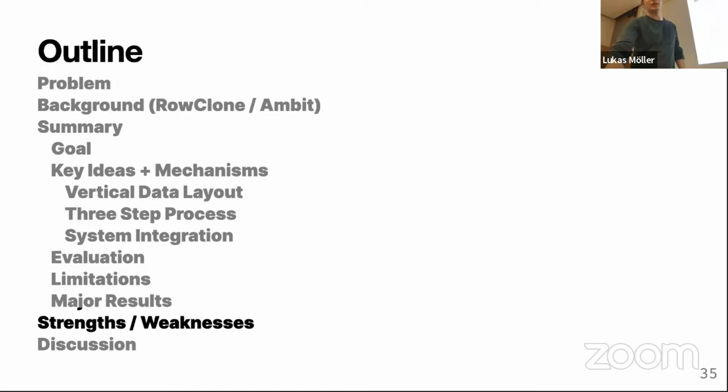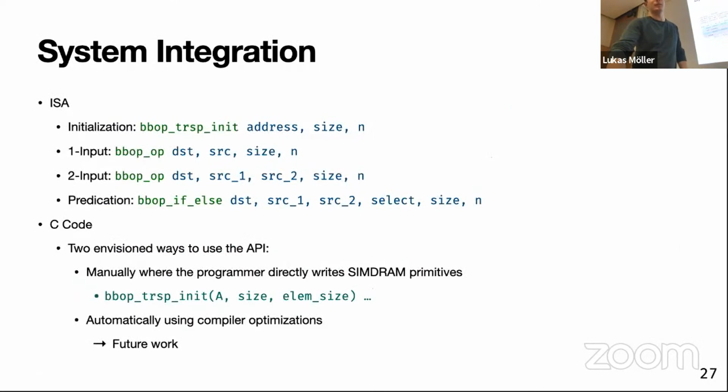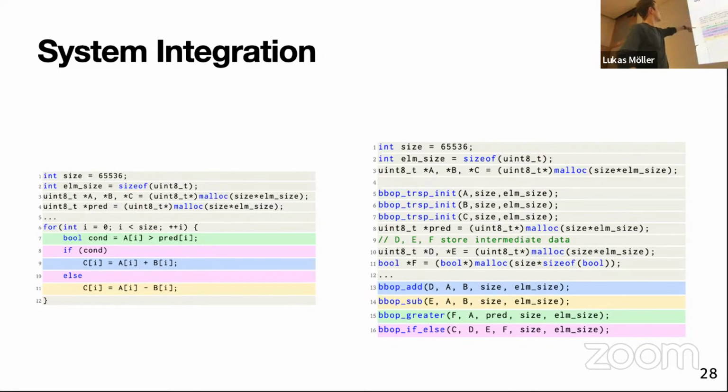Okay, let's get back to the C code maybe. No, that, we have lines 5 to 7. We simply tell the transposition unit that we want these three arrays to be used for SIMDRAM, and then every write request that the processor now makes is done using the transposition unit. Yes?